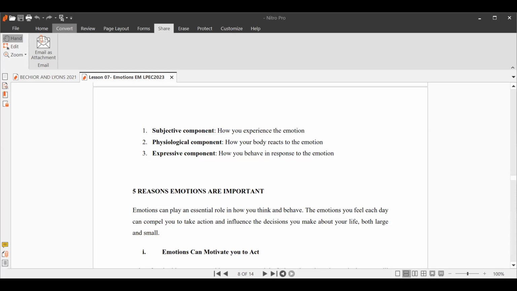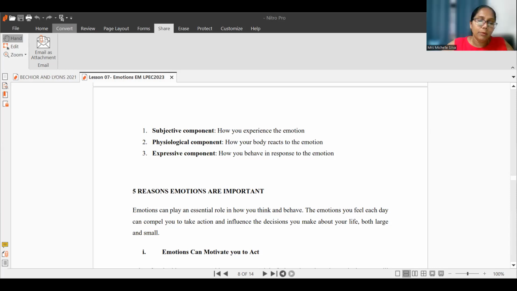But please do remember, my dear student, this expressive component, that means this behavioral component, is totally based on the person's emotional intelligence. I'll be discussing what is meant by emotional intelligence later, my dear student. There are five important parts of emotional intelligence.